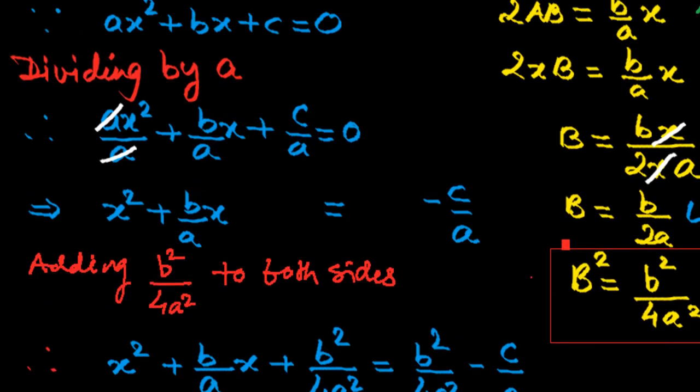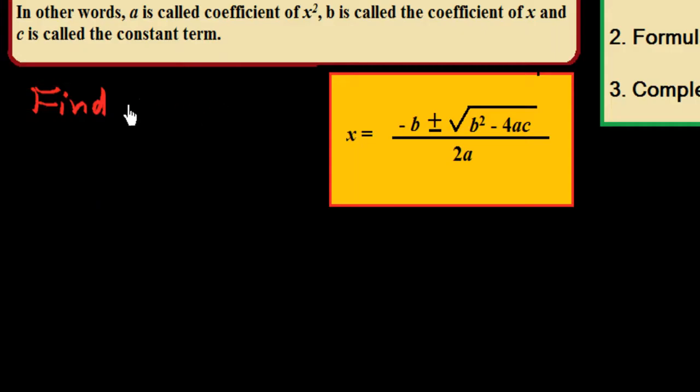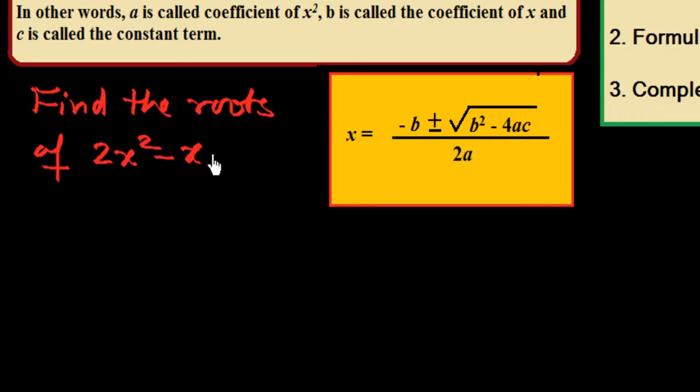Now we see the same example that we solved with the factorization method, through this formula method. Find the roots of 2x square minus x minus 3 is equal to 0. So this is our question. We have the solution. We see how to solve this.